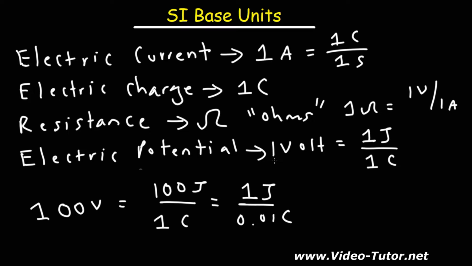So voltage, the unit volt, is a derived unit. Velocity, acceleration, force, those are derived units. But the first 7 that we went over are the SI base units: the meter, the kilogram, the second, the mole, Kelvin, amps, candelas. Those are the 7 common SI base units.